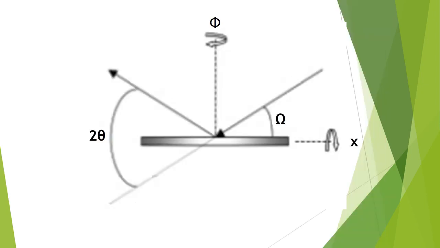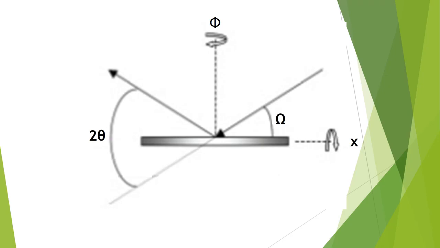There is another illustration in which we can see different circles, one at the top denoted by phi, another on the right side, that is omega, another rotation along the chi axis, and another rotation which is denoted by 2 theta.